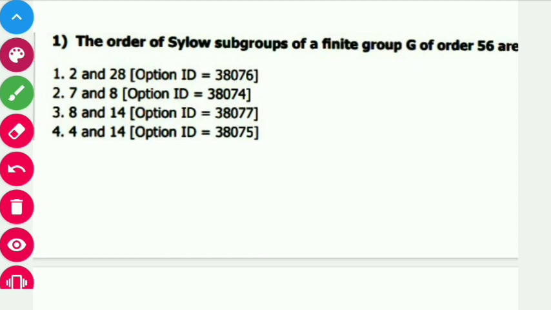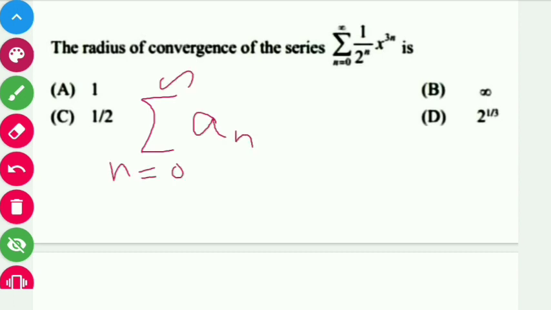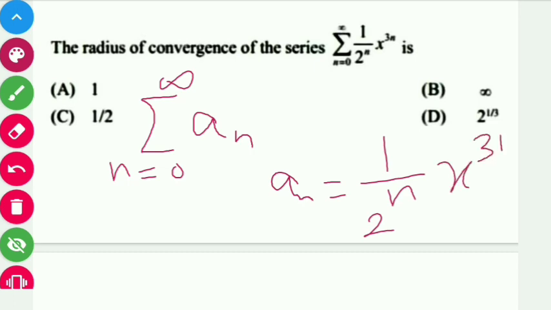Now let us solve the next question. The radius of convergence of the series, summation n runs from 0 to infinity of 1 by 2 raised to n times x raised to 3n, is: option number 1 is 1, then infinity, third is 1 by 2, and last is 2 raised to 1 by 3. Let us first compare this series with summation a_n, where n runs from 0 to infinity. So what is our a_n in this case? This is just equal to 1 by 2 raised to n times x raised to 3n, right?